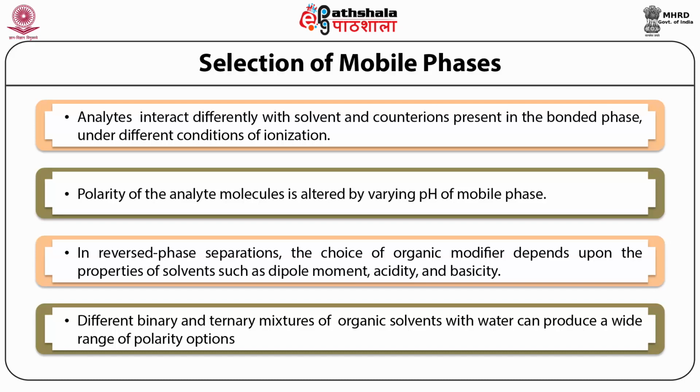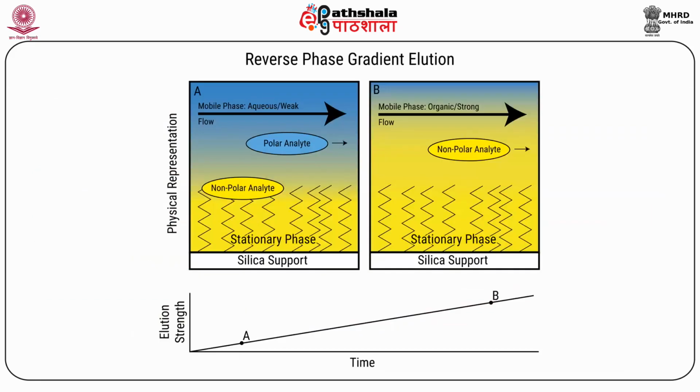The two components of the mobile phase here are termed A and B. A is the weak solvent such as water or an aqueous buffer, which elutes the analyte slowly. B in the figure is the strong organic solvent miscible with water, such as methanol, isopropanol or acetonitrile, which rapidly elutes the analytes from the column.